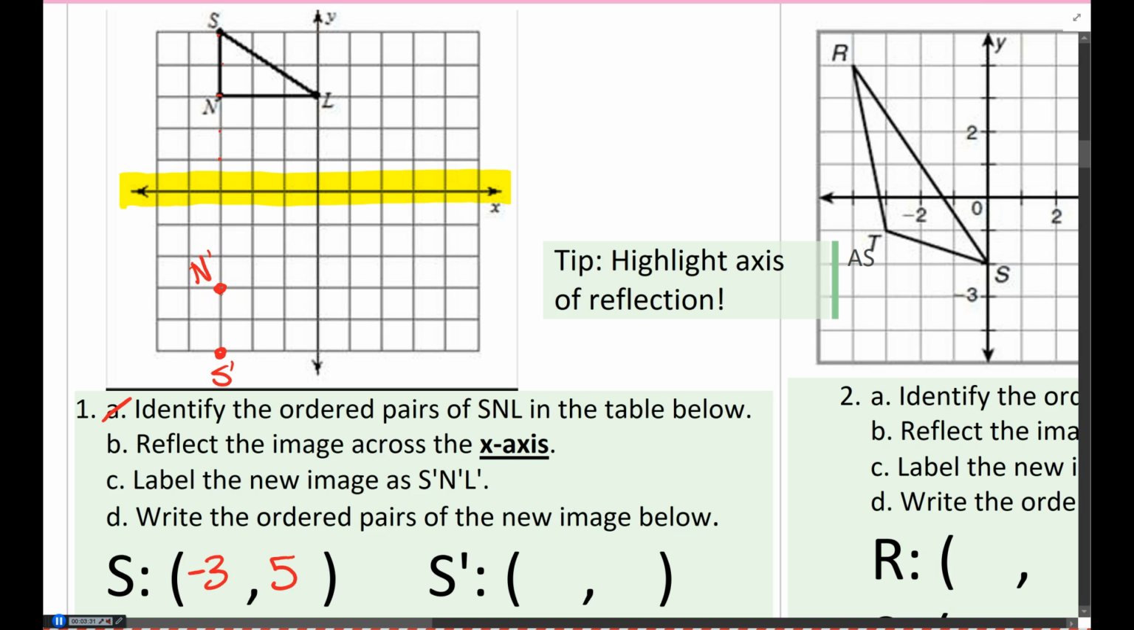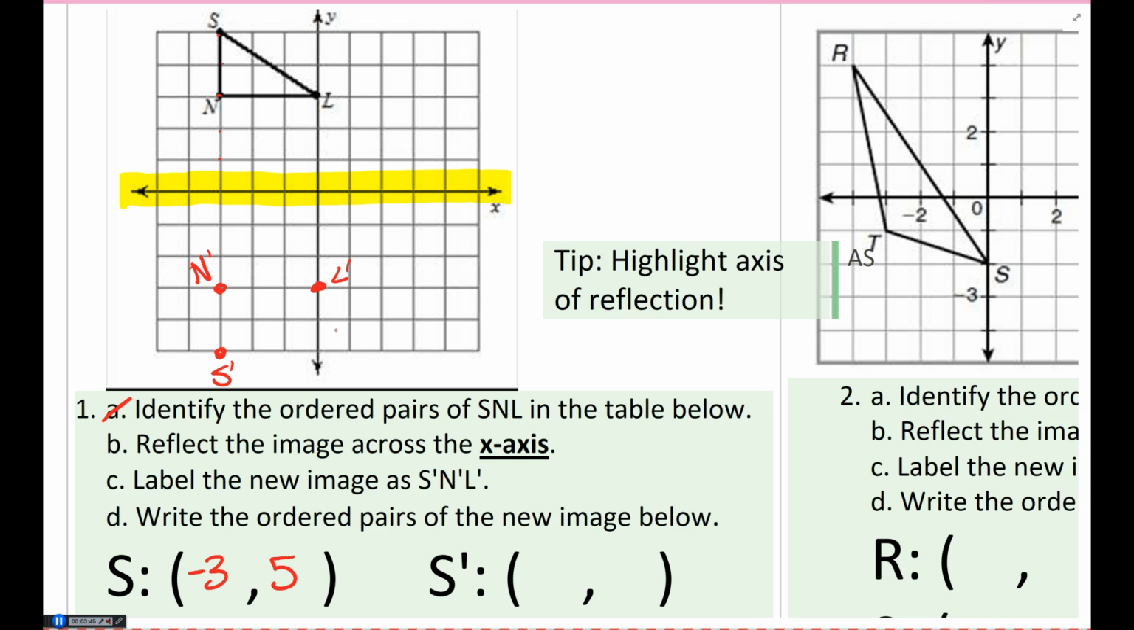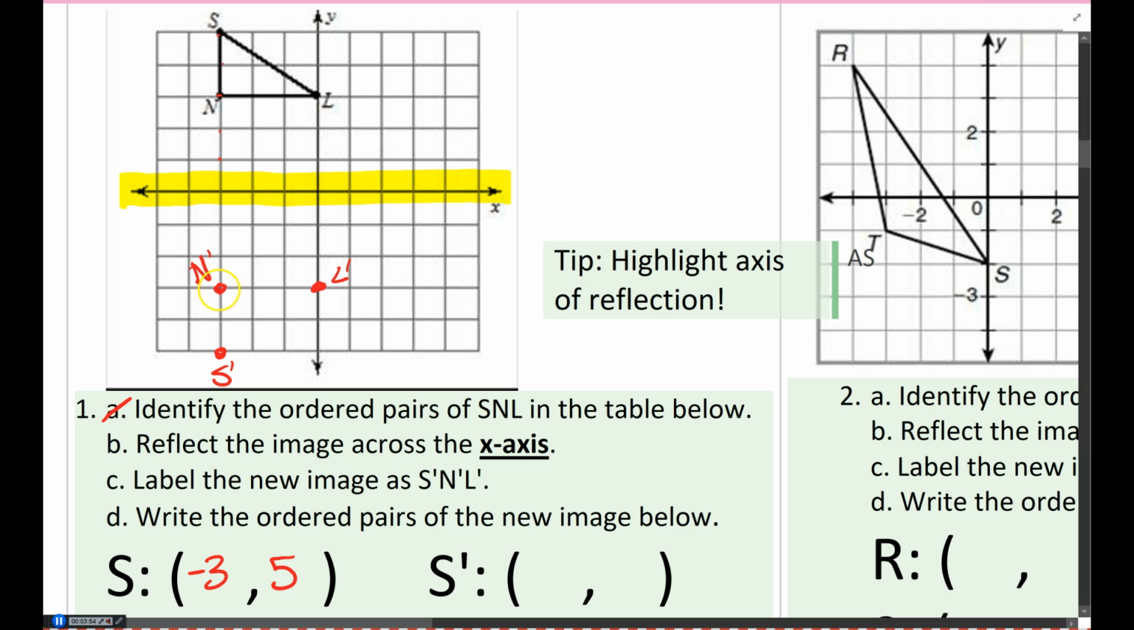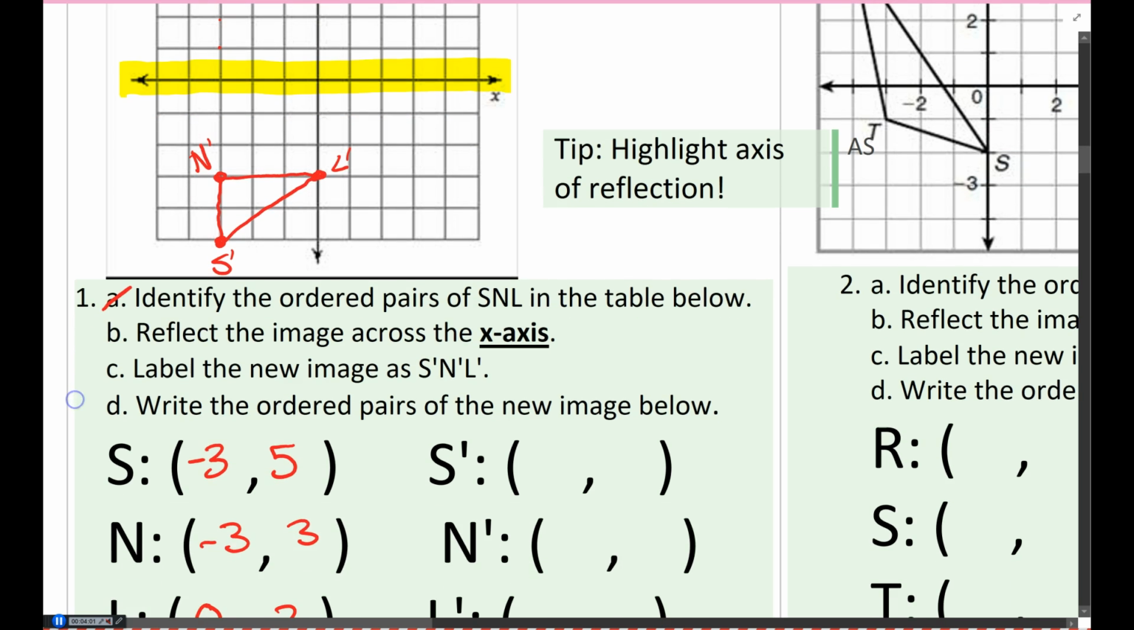And then I do the same thing for L, which I see is going to be 3 away from the line of reflection. And you'll notice, 1, 2, 3, you'll notice that each of these remained in the same x value. So it reflected across the x-axis, but that means that the y value changed. The x values remained the same. They didn't shift left or right at all. So when I connect these, I've now created the image of S, N, and L, which is S prime, N prime, L prime.